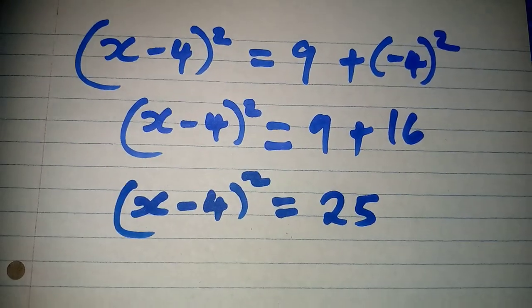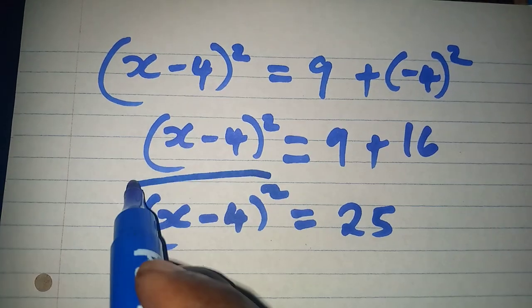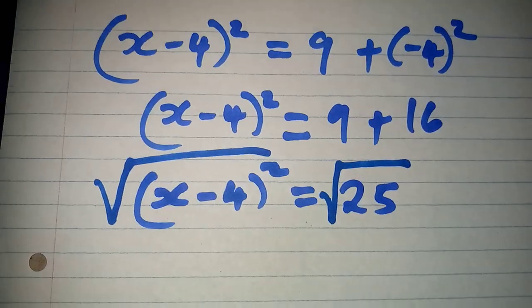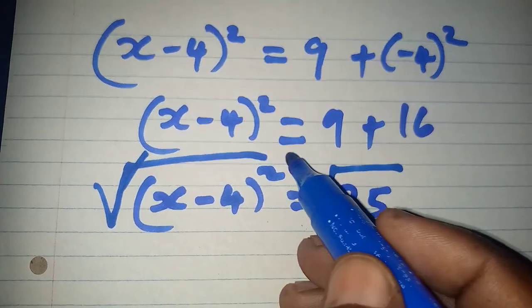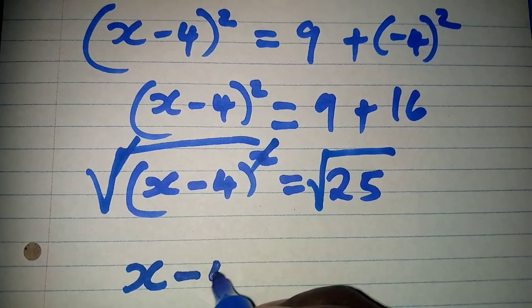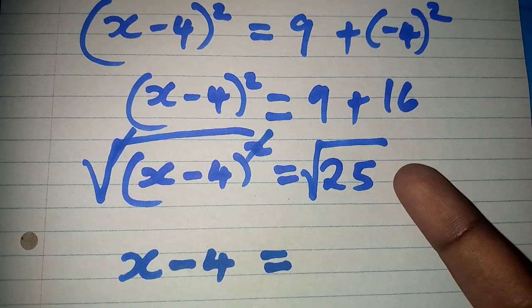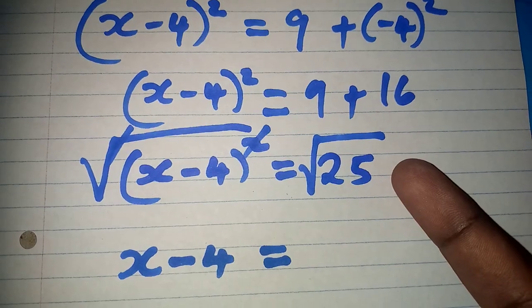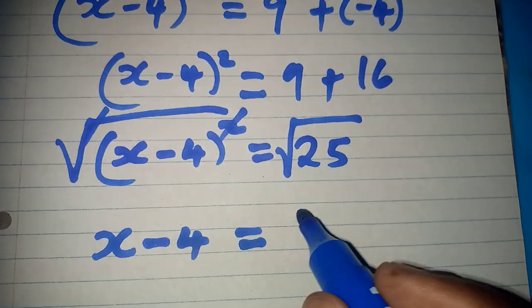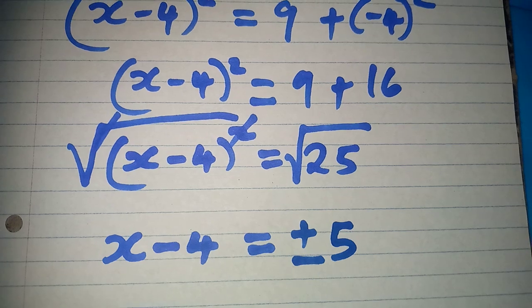So guys, at this stage I want to eliminate the square by simply introducing a square root on both sides of my equation, so that the square root and the square disappear, and then I have x minus 4 equals, what is the square root of 25? For a bright student, I know the answer becomes positive or negative 5.